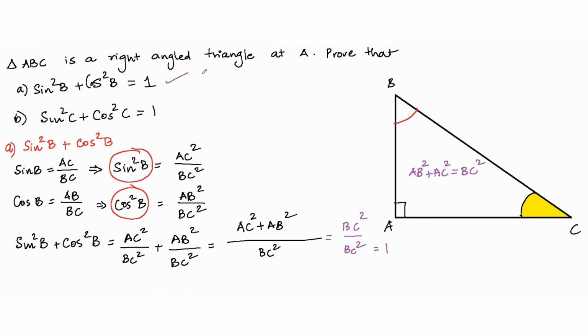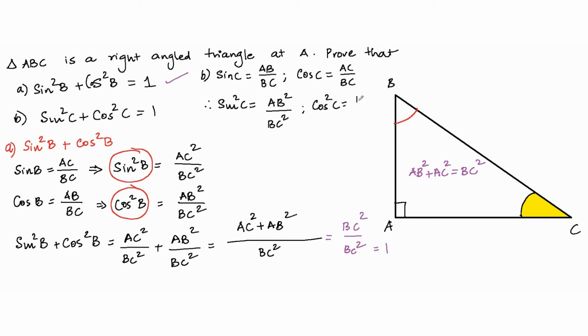So let's write the value of sine C. So sine C is going to be the opposite side, which is AB, upon the hypotenuse, which is BC. And similarly cos C is going to be the adjacent side, which is AC, divided by the hypotenuse, which is BC. And therefore sine square C is AB square divided by BC square, and cos square C is equal to AC square divided by BC square, right? So we again squared both sides.